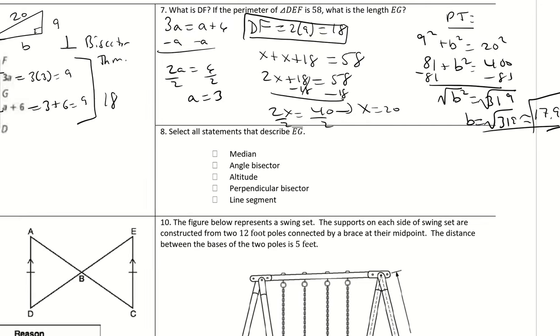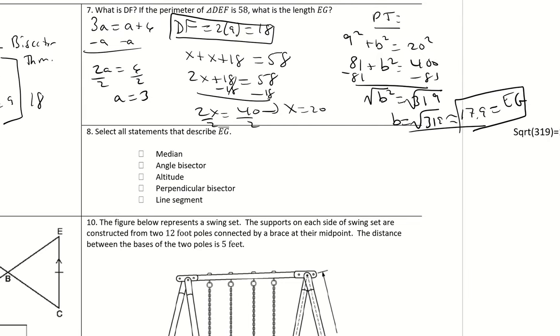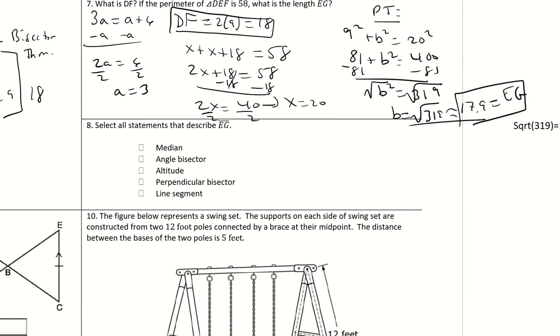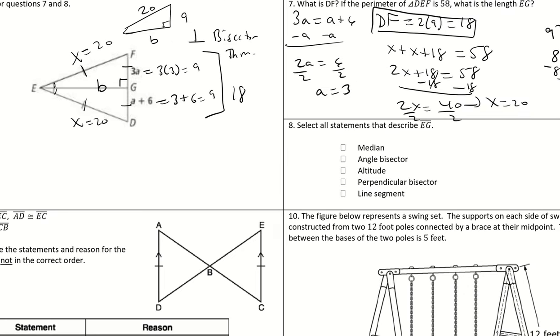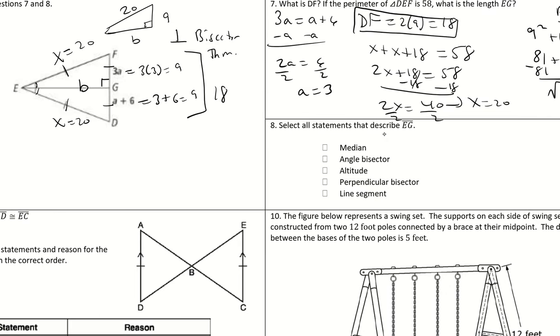Okay, so very loaded, but now we can answer number 8. Select all the statements that describe EG. All right, so we said that EG is a perpendicular bisector. So we're going to put that here. So that's a perpendicular bisector. It's also an altitude. So again, a perpendicular bisector is when it cuts the side in half and at a right angle. So I'm going to draw that triangle with this orientation, okay?